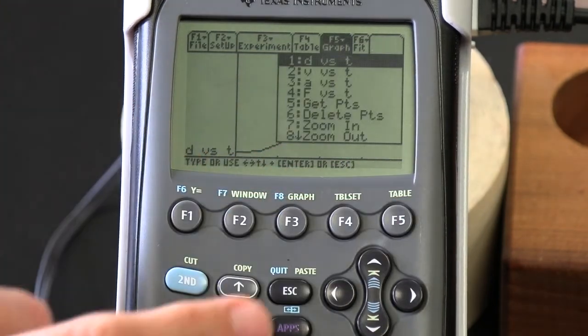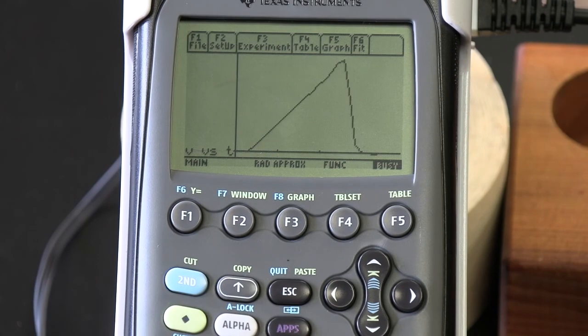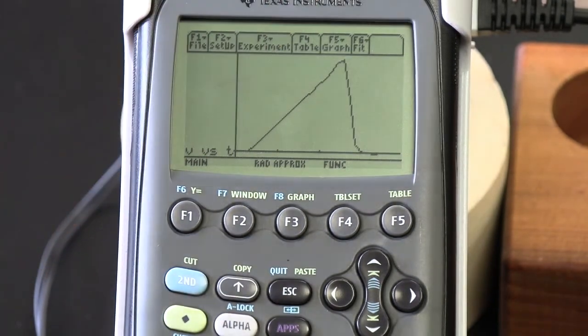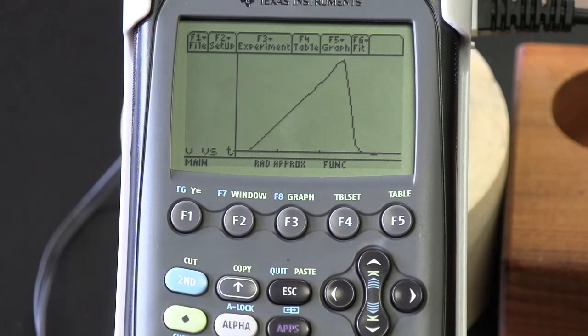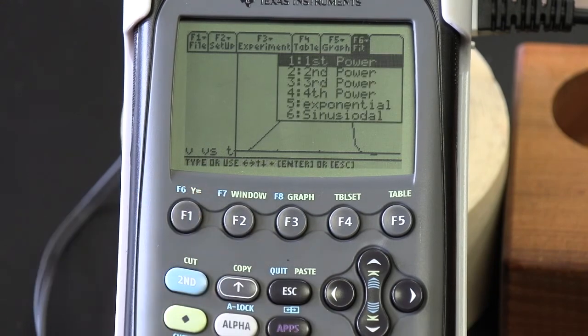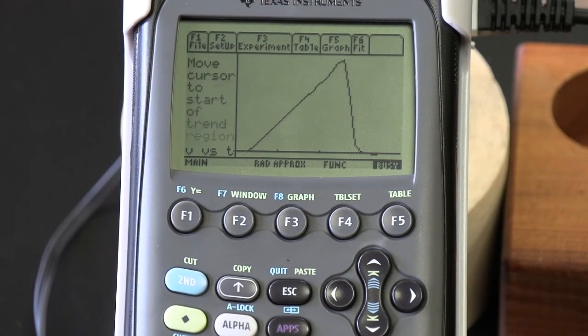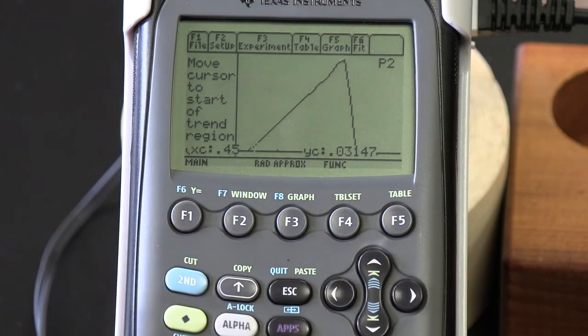So, the velocity graph is here. Once again, we see a nice linear line because the velocity is increasing. The slope of this line gives us the acceleration. So we go through our menus, we go to the first power, plot, hit enter. Again, that's going to calculate the slope of a straight line, first power.